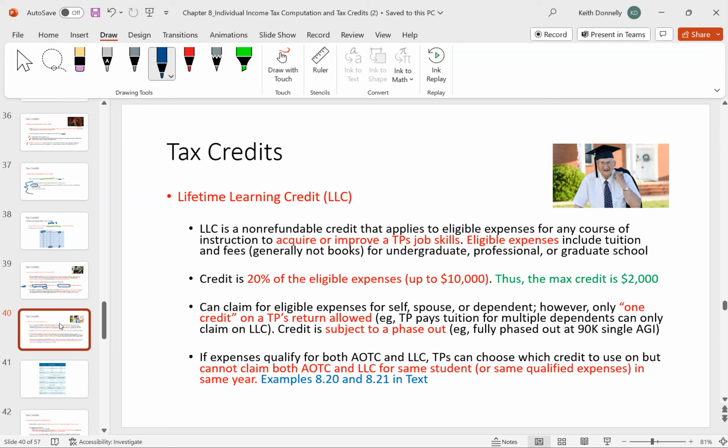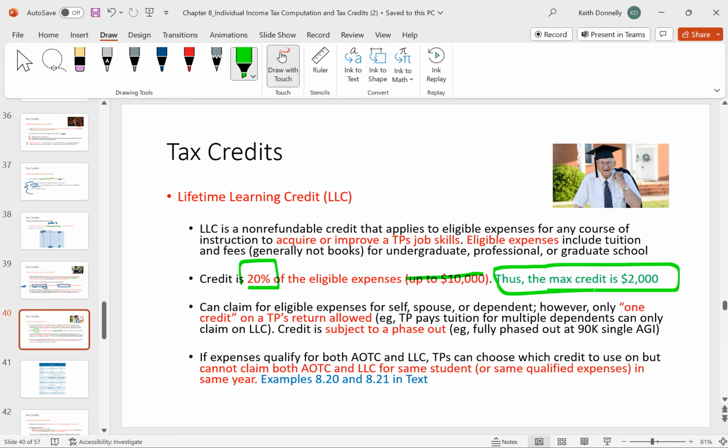We'll just say it's your tuition. The credit here is going to be 20% up to $10,000 of expenses. So the max credit on the lifetime learning is $2,000. And to distinguish it from the AOTC, you only get 1 credit per return. Again, a phase out here.